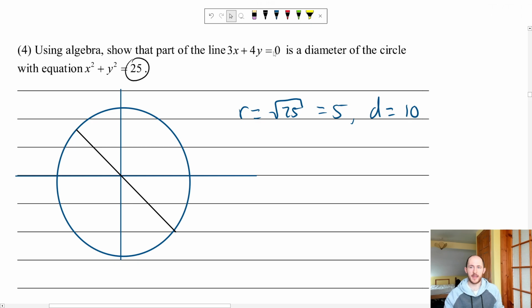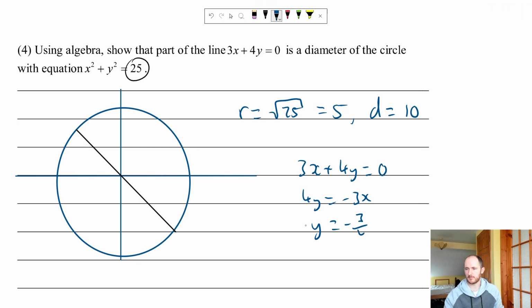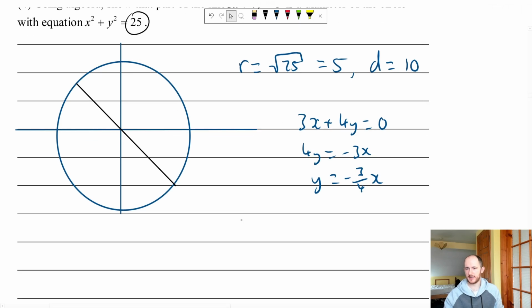Well, you want to rearrange for x or y in this equation and then shove it into here. Let's rearrange for y, why not? So we have 3x like that. There you go. And now shove it into the equation of the circle, which would be x squared plus negative 3 over 4 squared, x squared, equals 25.